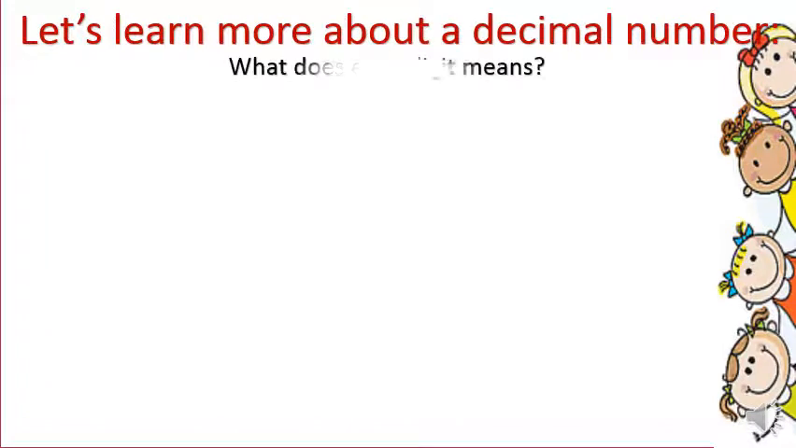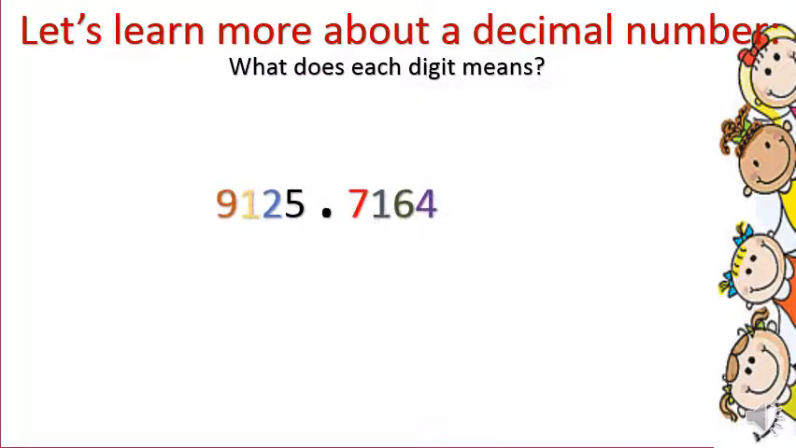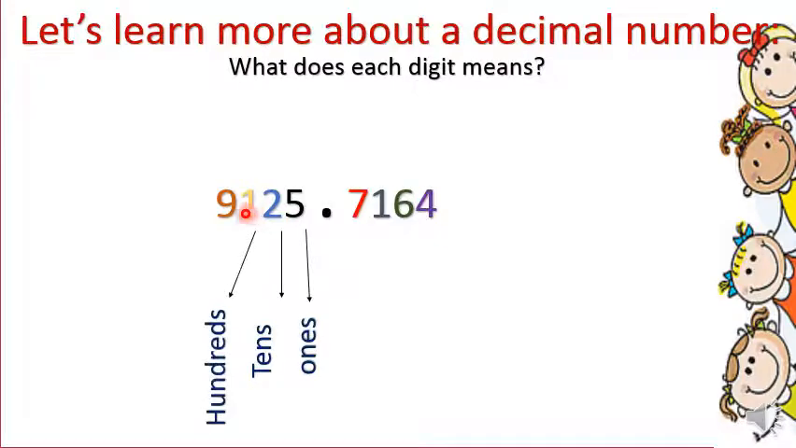Now, let's talk more about each digit in the decimal number. This is a decimal number. As you can see here, we have a decimal point. We said that the number to the left is the whole part, the big one. The number to the right is the decimal part, the small one. Let's name each digit. This one is the ones. 2 is the tens. 1 is the hundreds. And this one is the thousands. We have here the decimal point.